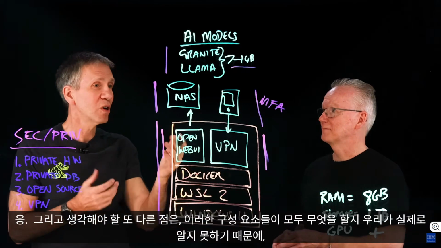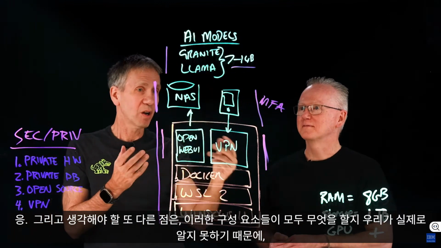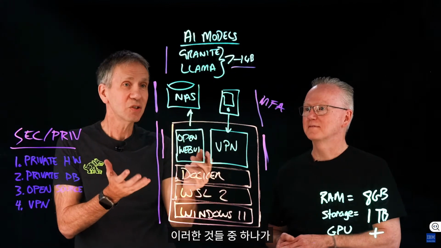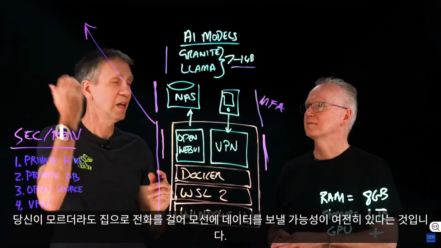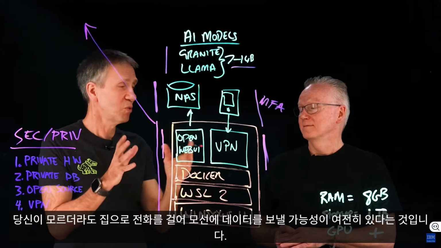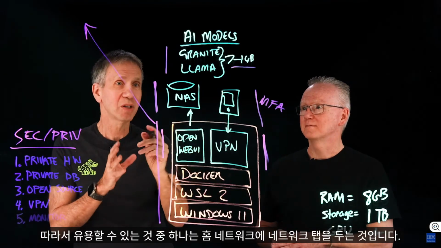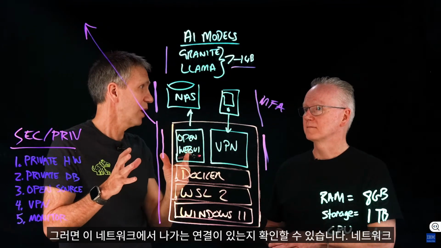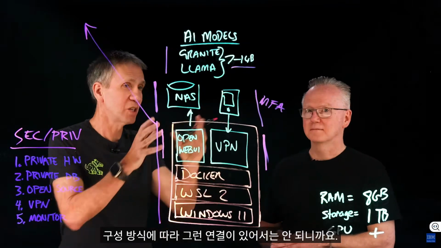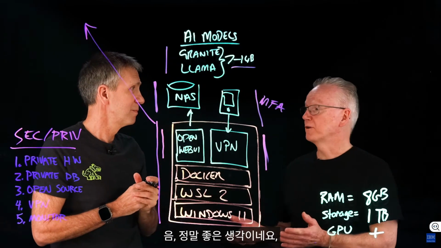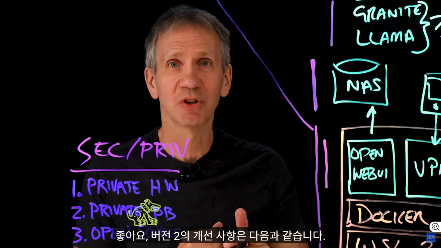Thank you. And one other thing to think about: because with these components we really don't know what all of them would do, it is still possible that one of these things could be phoning home and sending data to the mothership, even without your knowledge. So one of the things that might be useful is to put a network tap on your home network, so you could see if there are any outbound connections from this, because there shouldn't be, based upon the way you've built it. Well, that's a really great idea, Jeff. I'm going to have to look into that. Okay, there you go with the improvements for version 2.